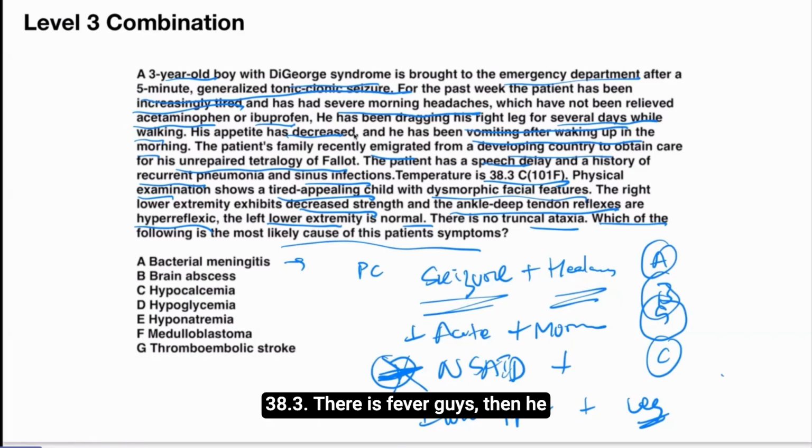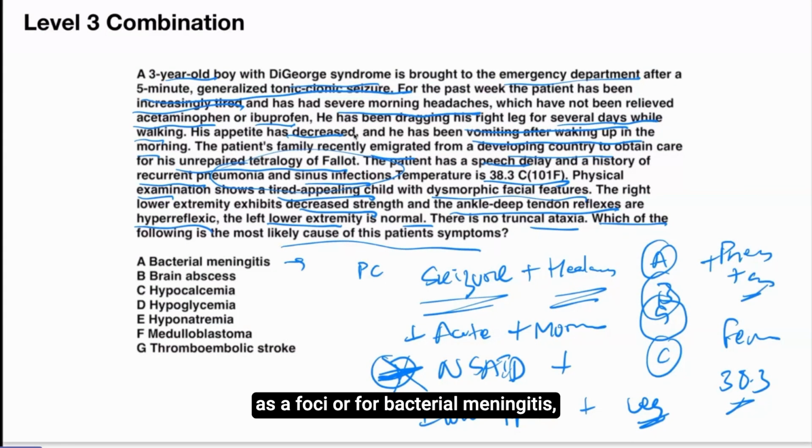Temperature is high, 38.3. There is fever, guys. Then he has history of recurrent pneumonia and sinus infection, which can act as a foci for bacterial meningitis. And then there's dysmorphic facial features, which is tetralogy of Fallot. Lower extremity shows decreased strength and ankle tendon reflexes and is hyperreflexive. So the positive clues here towards bacterial meningitis, you can have seizures, you can have a fever in bacterial meningitis, you can have headache, you can have vomiting, which he's been showing.